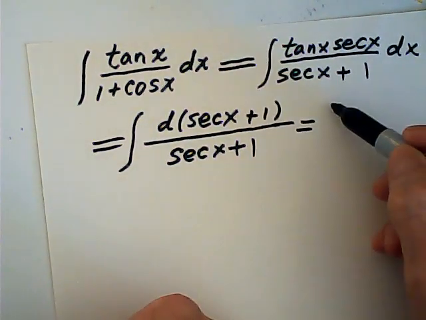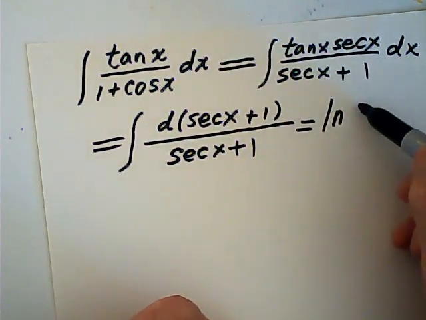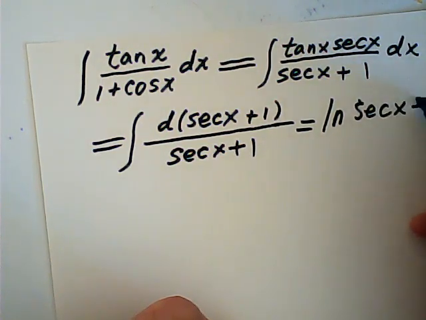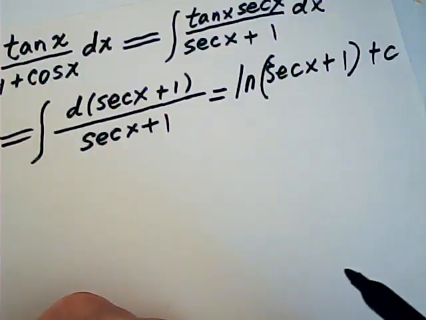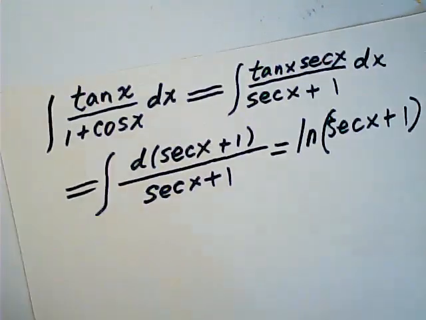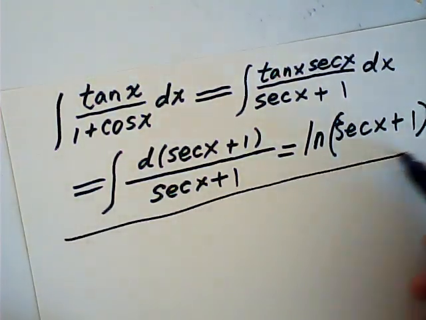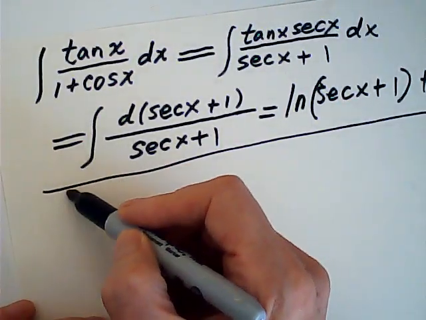Therefore, this is equal to natural log secant x plus 1 plus c. Now it's been done. That's method 1. Method 2.